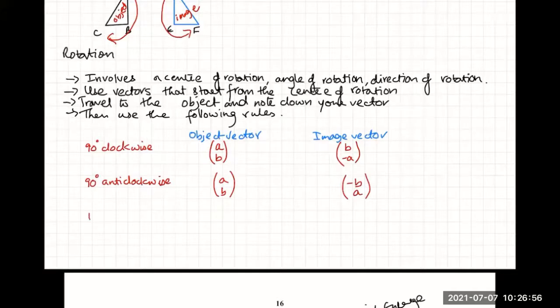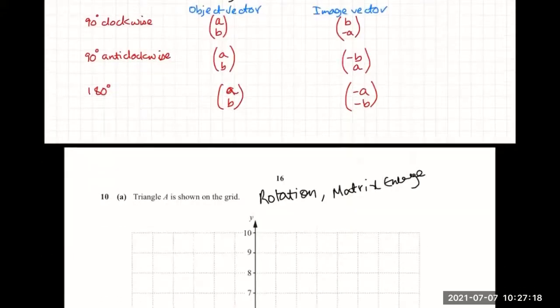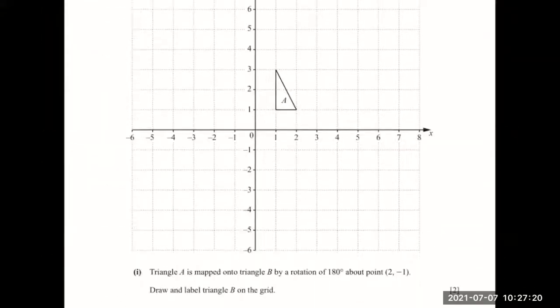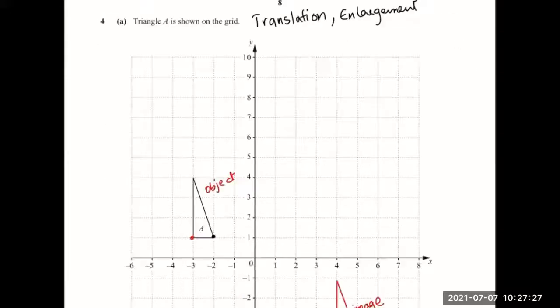Okay, and 180 degrees. Okay, let's look at how to apply this. Now this is a triangle. Well, let me show you something with the 90 degrees. That's going to be easier for me to explain.